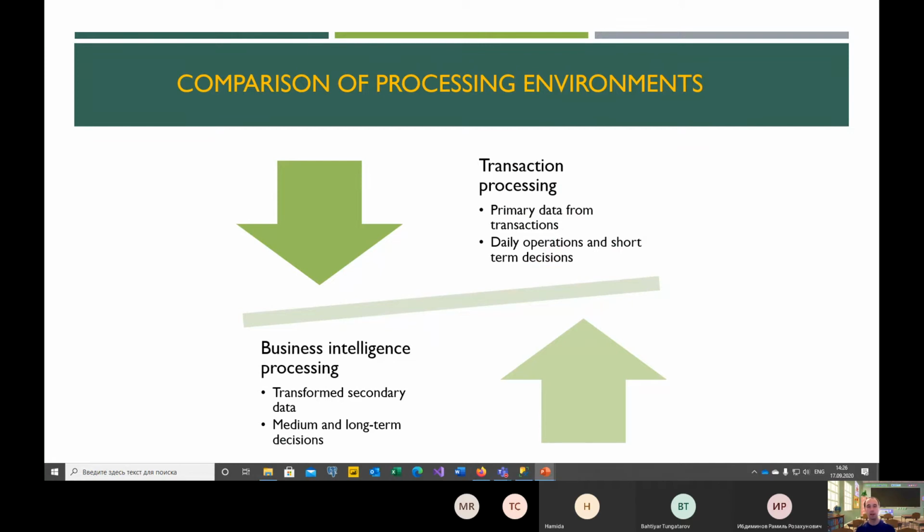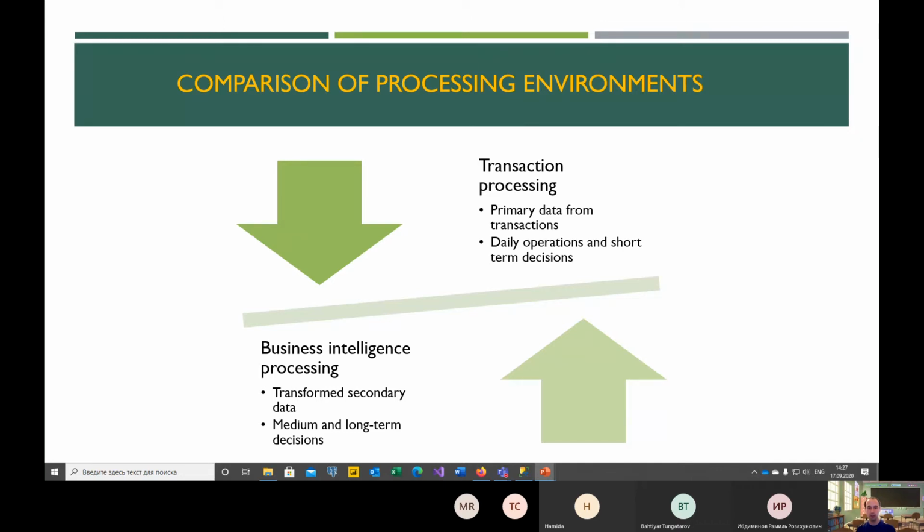So we have the comparison of different processing environments. We have the transaction processes, where the data is being processed from one data source, so new records in the data are created, and so on. It is a process that takes place constantly, and we must pay attention to it.